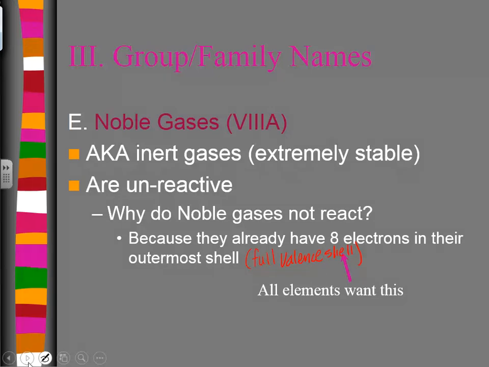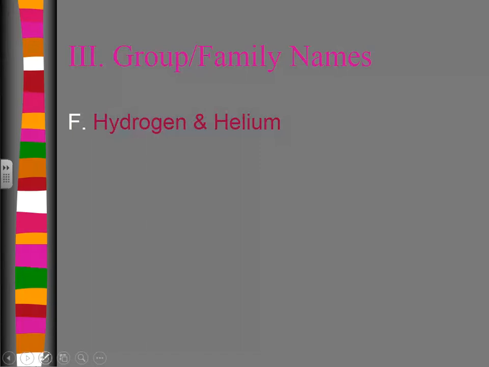That is the key. All elements want to somehow obtain a full valence shell. The other elements have to bond with each other in order to achieve this. I oftentimes refer to this family as the happy family because they're so stable. They just kind of got it going on.